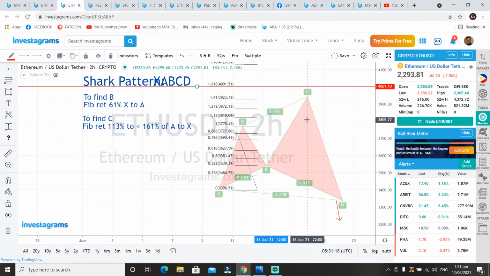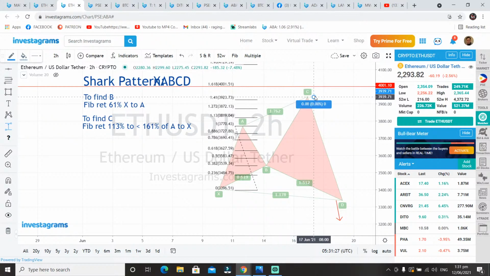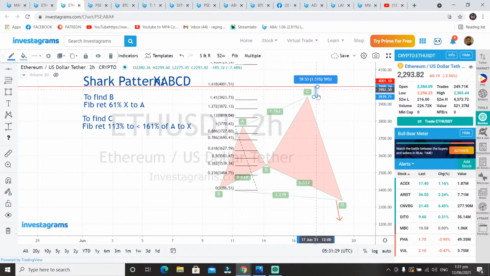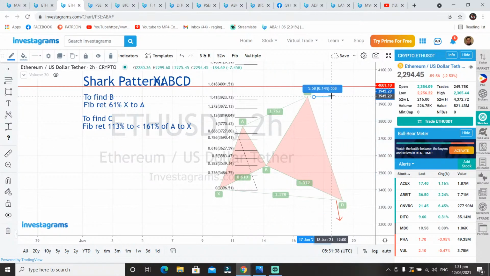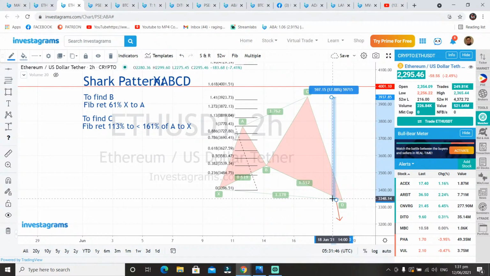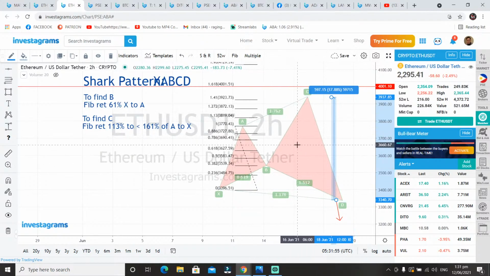In that case, you will know your risk to reward ratio. For example, you enter at this point, then your risk is only 1.5%, and you have a reward of about 17%. Of course, when the pattern is only forming, that's not really the pattern yet, so other things can happen along the way.